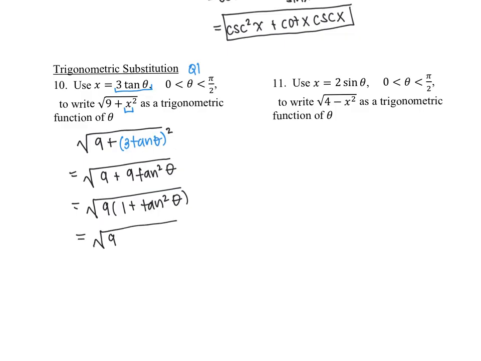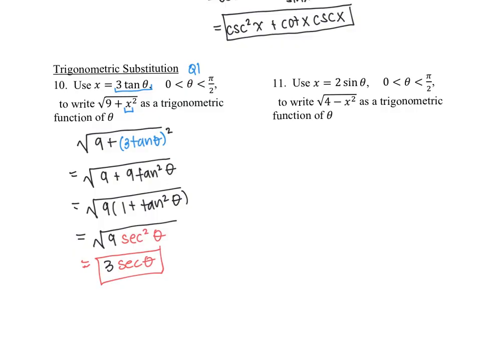Okay, 1 plus tangent squared theta looks like a Pythagorean identity. If you check the list, it turns to secant squared theta. And then when I square root 9 secant squared theta, because I'm in quadrant 1, I get positive 3. The square root of secant squared theta is going to be secant theta because I'm in quadrant 1, so everything's positive. Okay, that's what they're trying to get you to do.